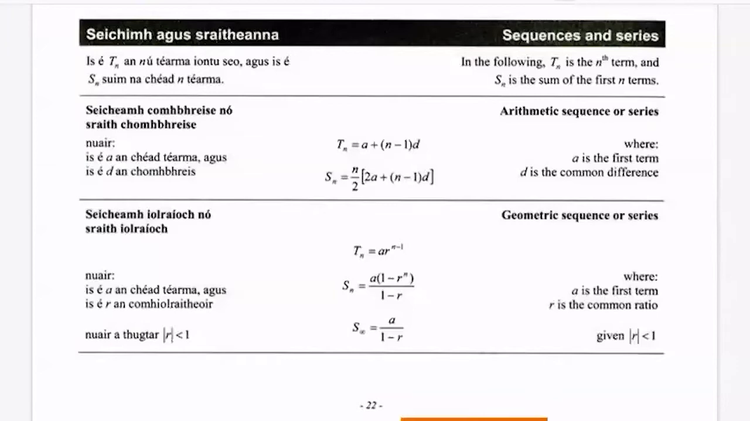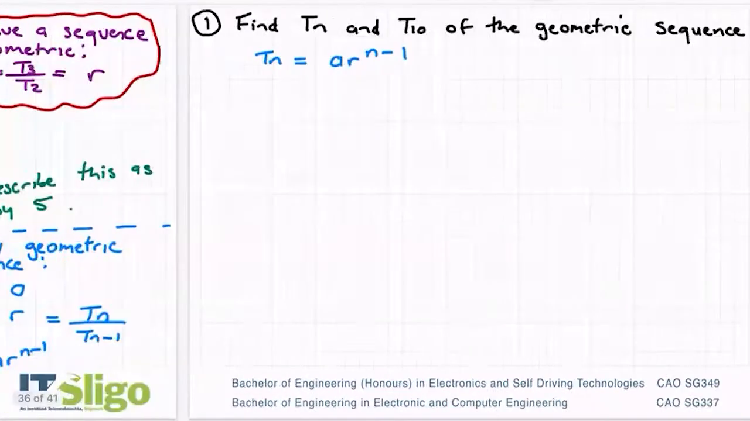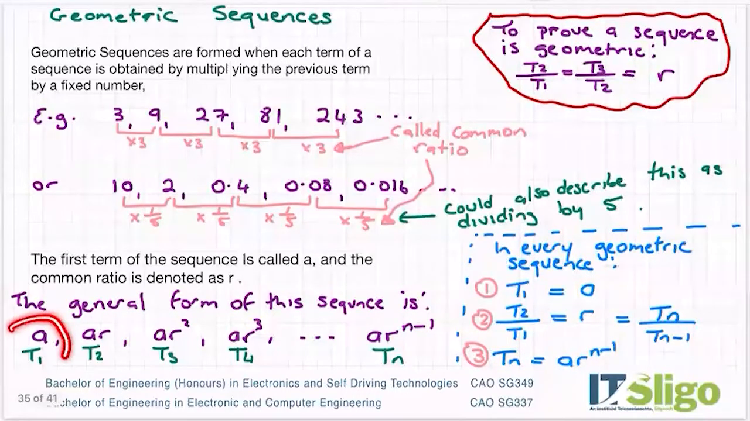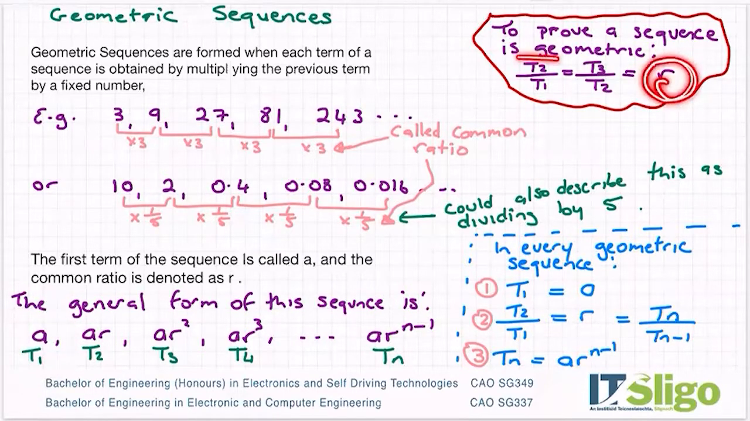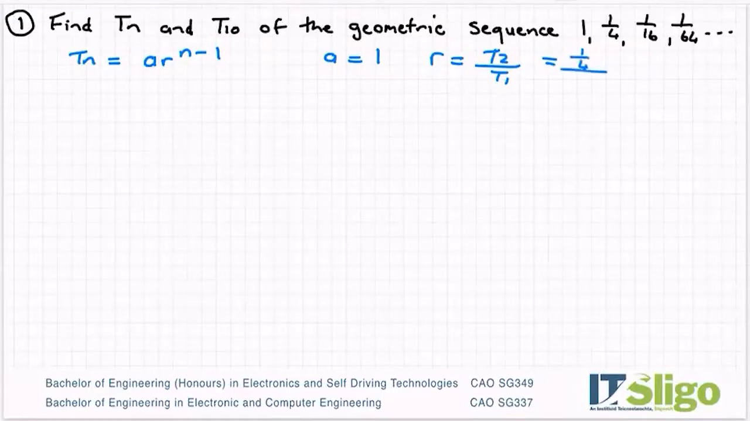And of course, that's here in the log tables as well. Okay, so you don't have to learn it off by heart. And we also know that a is the first term. Okay, so that's easy enough to find. And we know we'll get our common ratio from putting two consecutive terms over each other, the second one over the first. Okay, so a is the first term, r is the common ratio, which is T2 over T1, or of course it doesn't matter if you do T3 over T2. So it's a quarter over 1, which is a quarter.